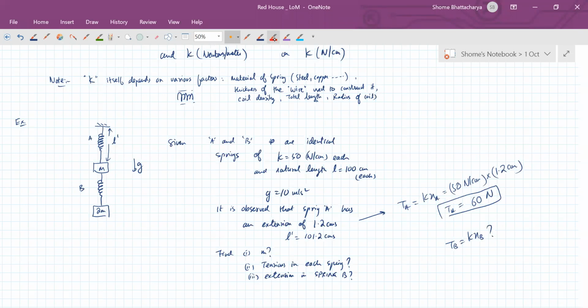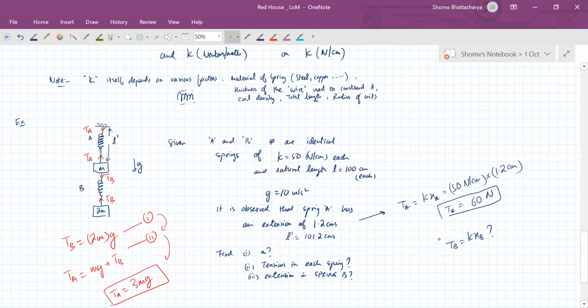But coming back to the free body diagram, you can see that this is the tension in the spring A. The spring is extended now, so it will apply an inward force, and this is the tension in the spring B. Tension in the spring B is the weight of this block, and tension in the spring A is the weight of this block plus B. So combining these two equations, you can see that the tension in the spring A is 3 mg. And this we already know.